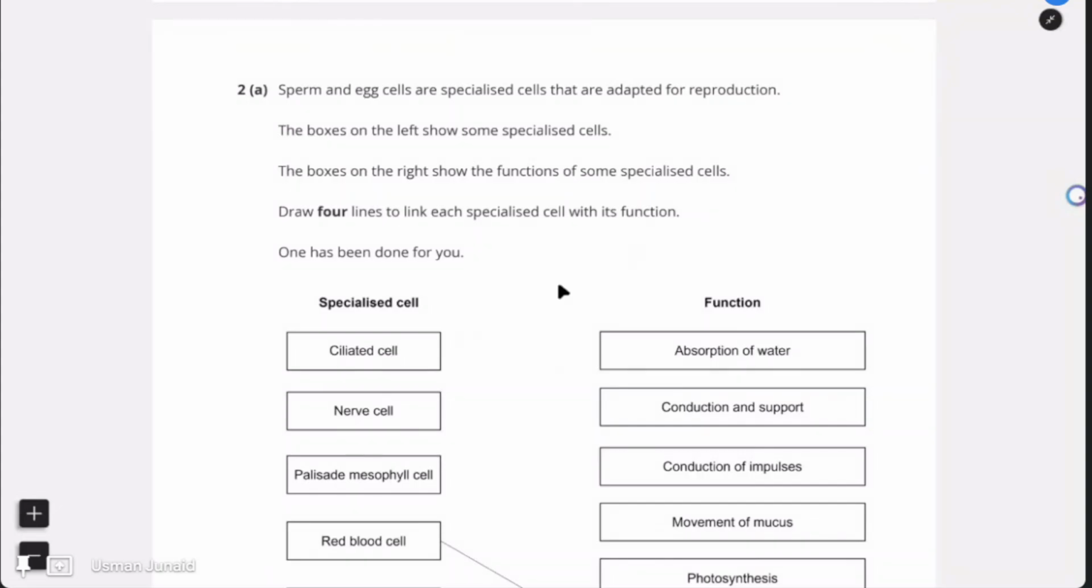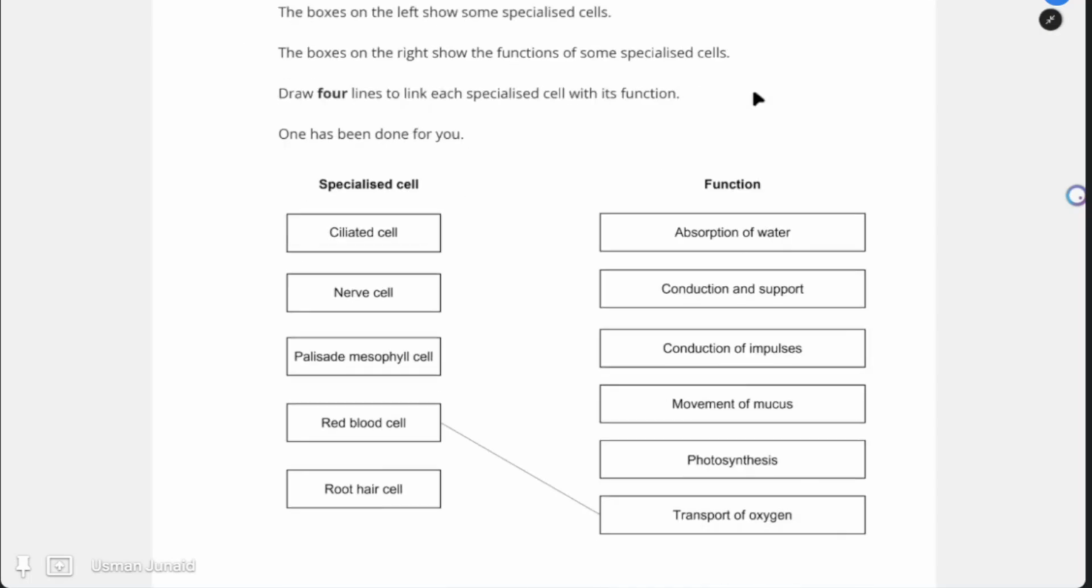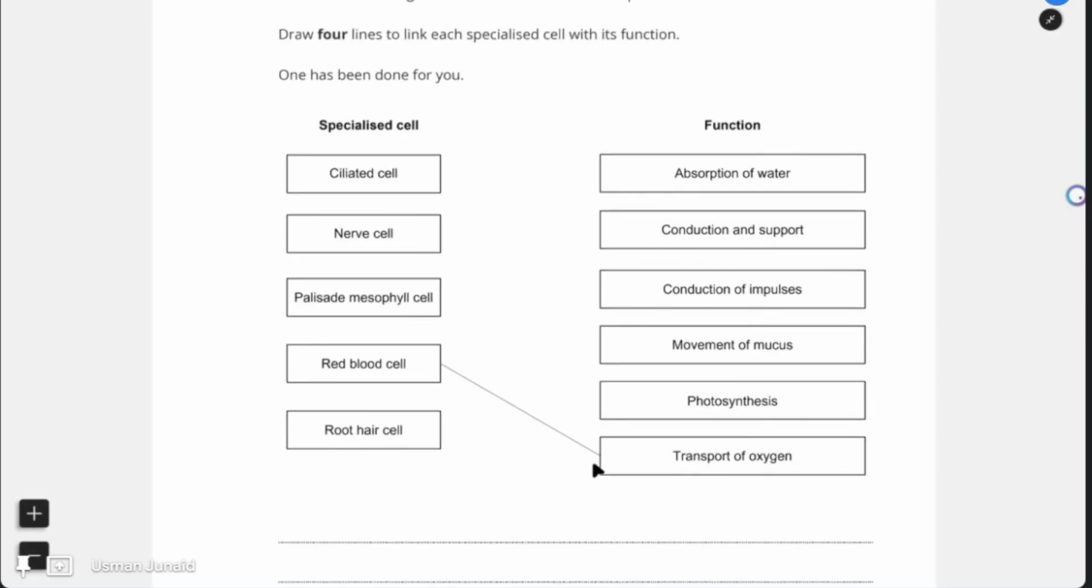Sperm and egg cells are specialized cells that are adapted for reproduction. The boxes on the left show some specialized cells. The boxes on the right show the functions of some specialized cells. Draw lines to match each specialized cell with its function. One has been done for you. So red blood cell is for transport of oxygen. Ciliated cell, we just did this. Which one is it? Movement of mucus. Yes, movement of mucus.